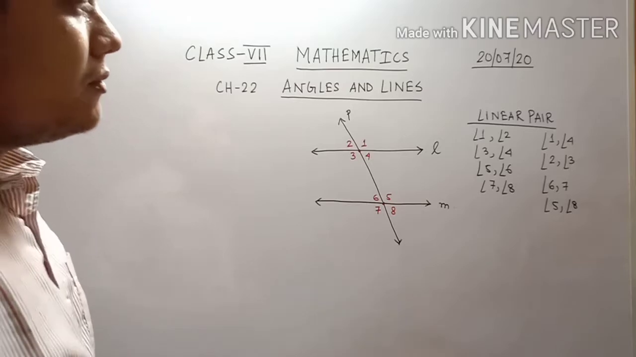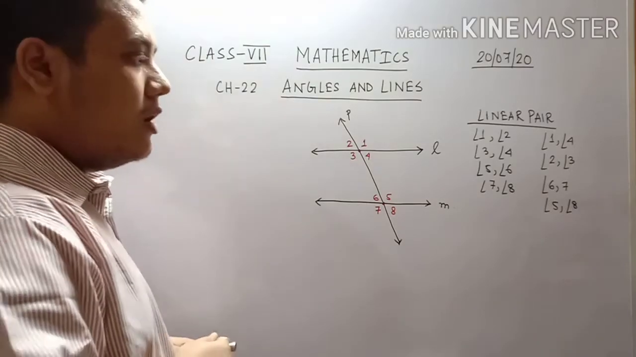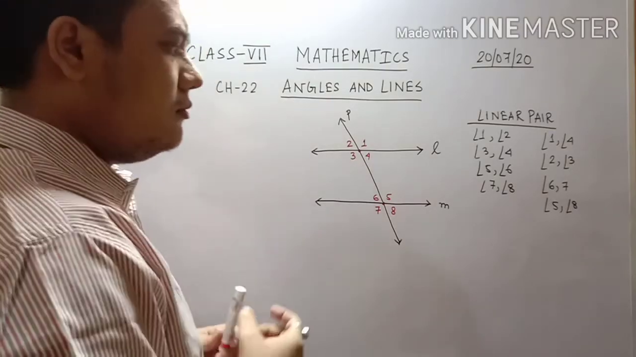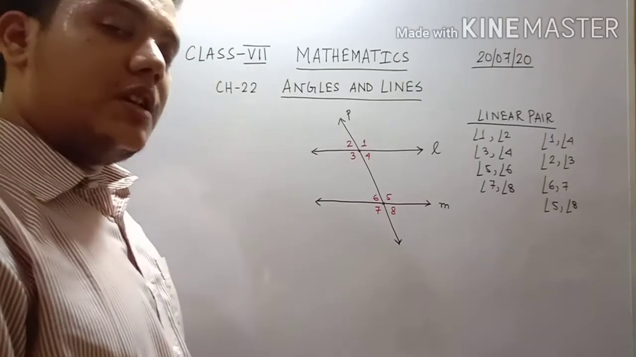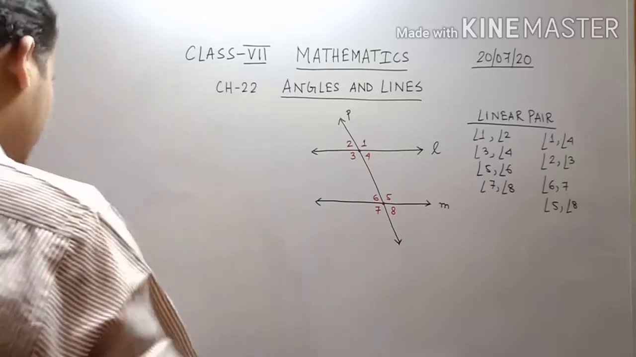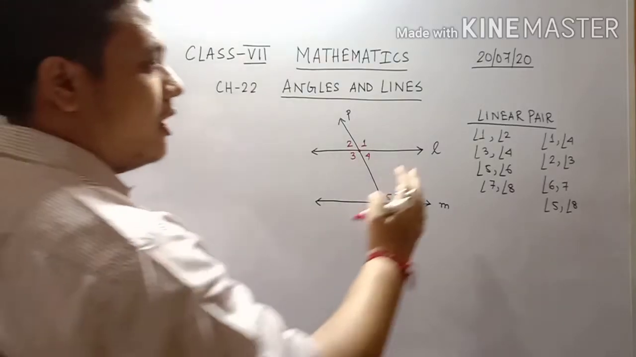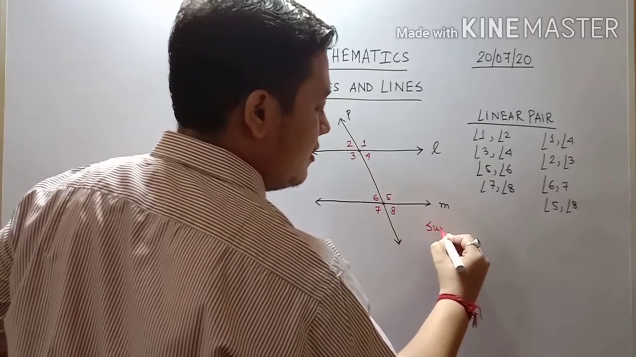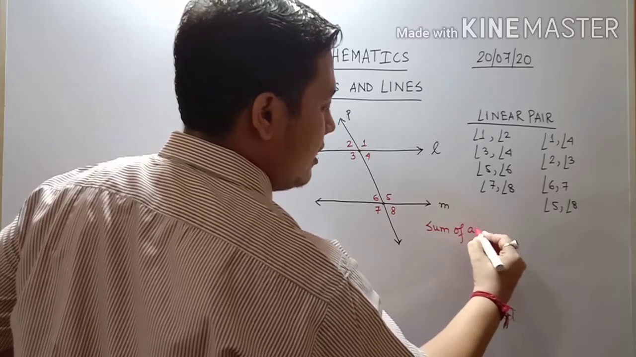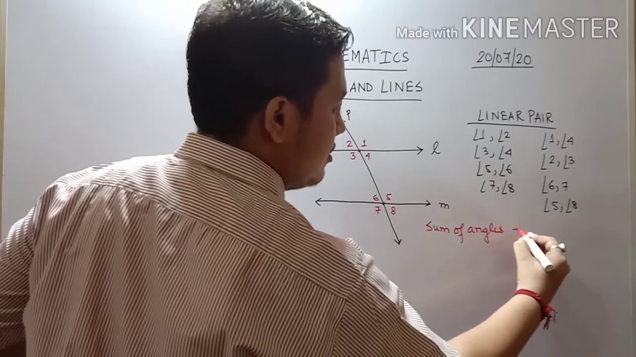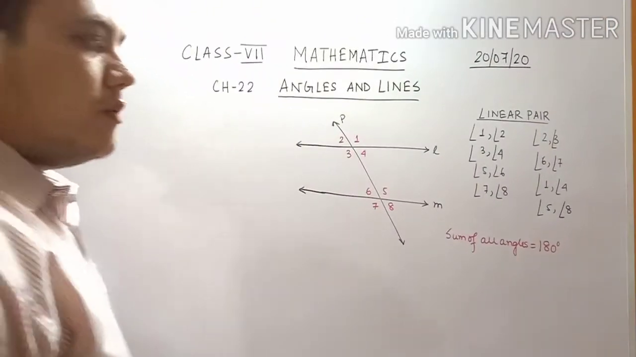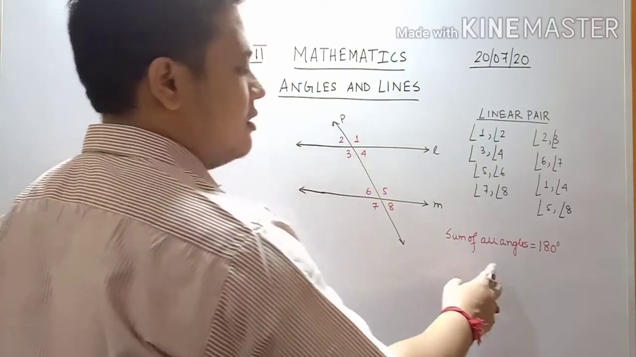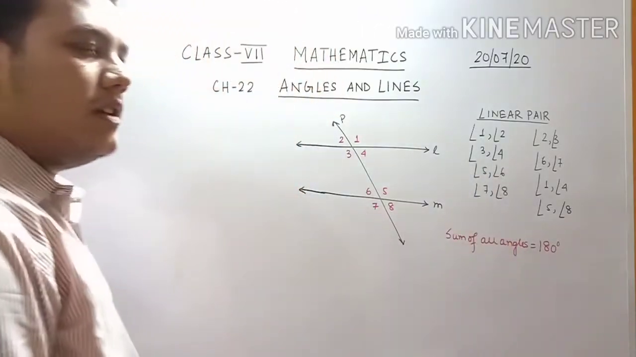Now what is the role of this linear pair? Whenever we are getting a pair of angles which is forming a linear pair, their sum is always 180 degrees. That means for a linear pair, the sum of angles is always 180 degrees.